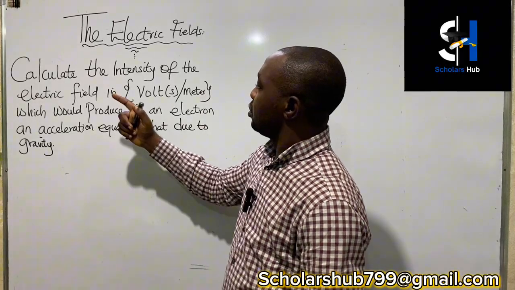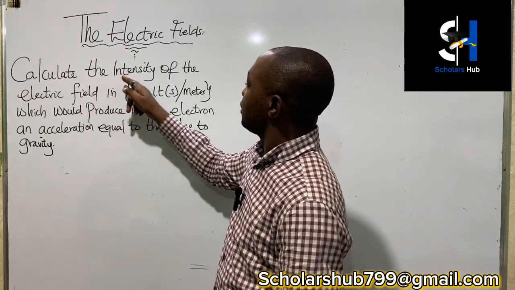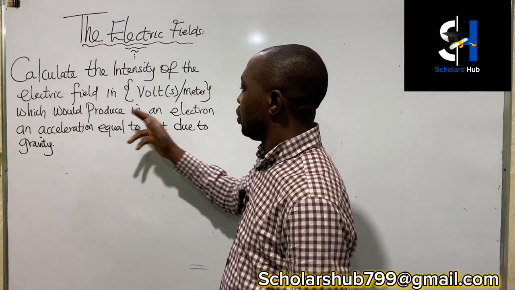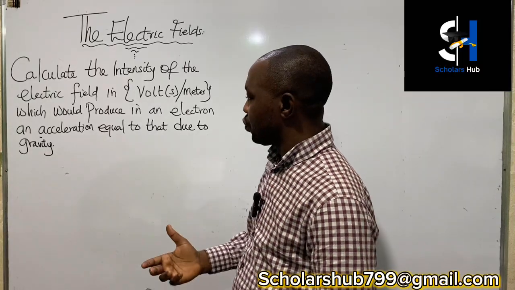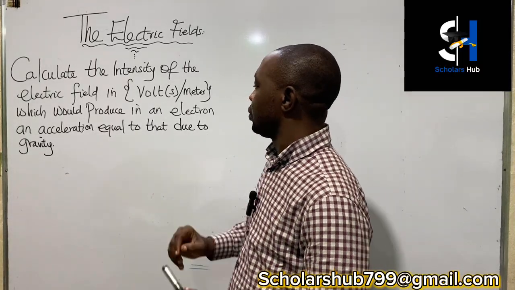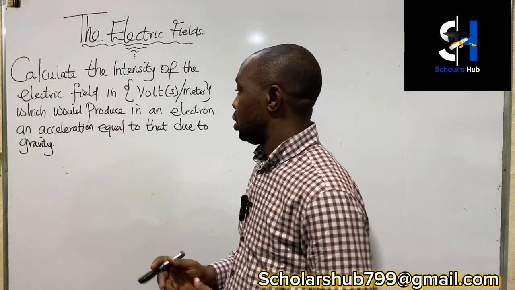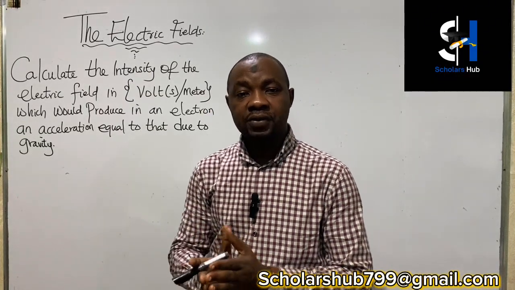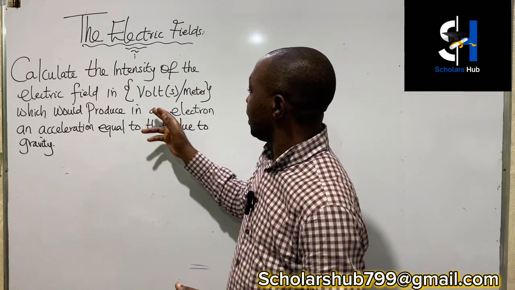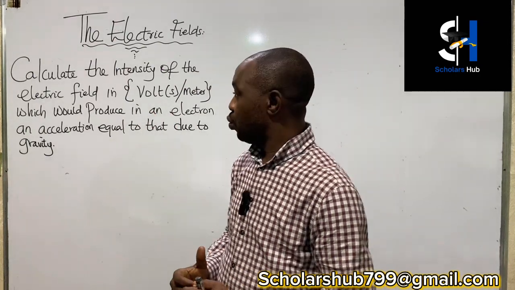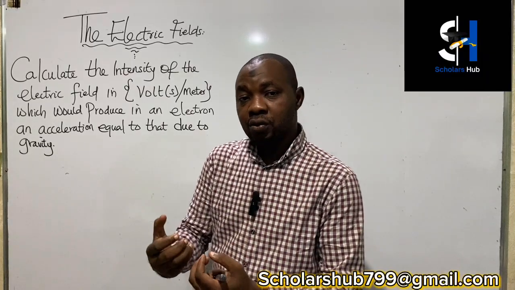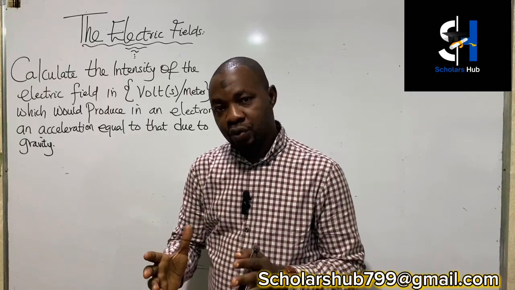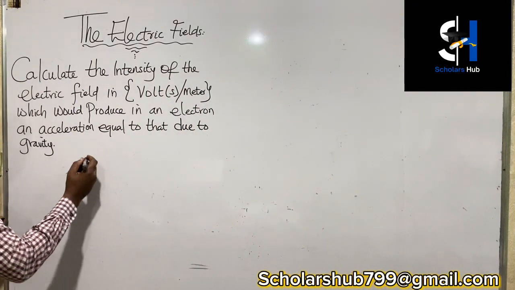Now the question reads: calculate the intensity of the electric field in volts per meter which would produce in an electron an acceleration equal to that due to gravity. So in this case, we want to calculate the intensity of the electric field in which the electron exists, when a force acts on the electron to give it an acceleration which is equal to acceleration due to gravity. Okay, so let's have our solution.